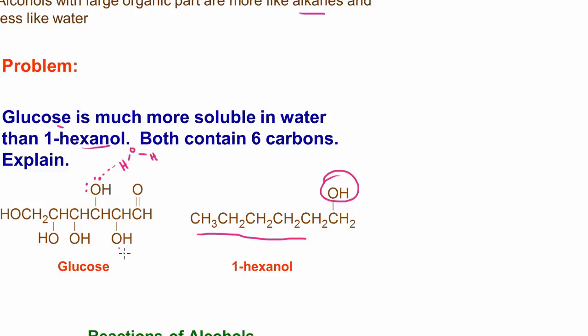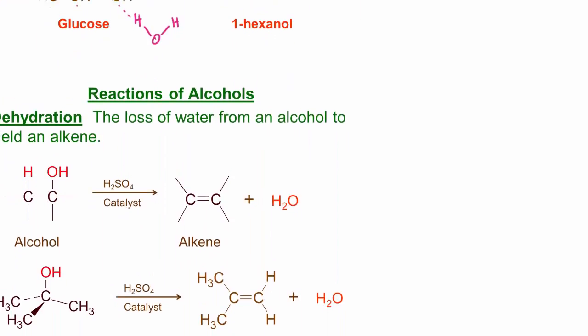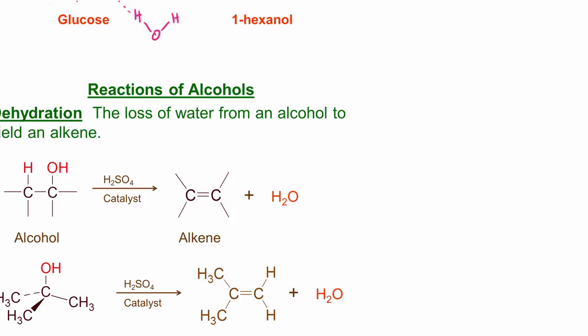So for example, right here, I'm going to form a hydrogen bond with water, and here and here. And even right here, this oxygen has 2 lone pairs. There can also be a hydrogen bond formed between a water molecule and this oxygen. So yes, this is going to be very soluble in water, where this, again, will act more like a hydrocarbon or an alkane. We're going to look at some reactions of alcohols.